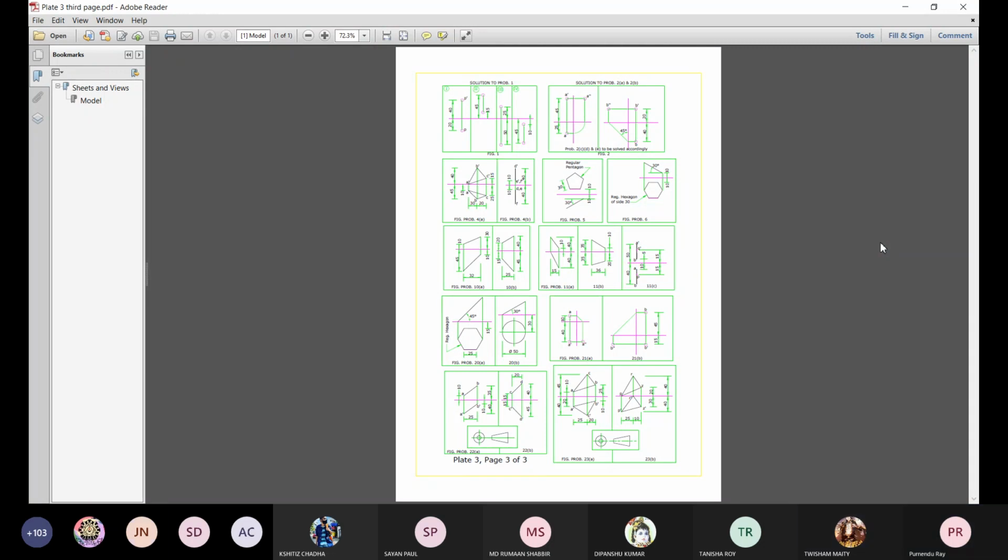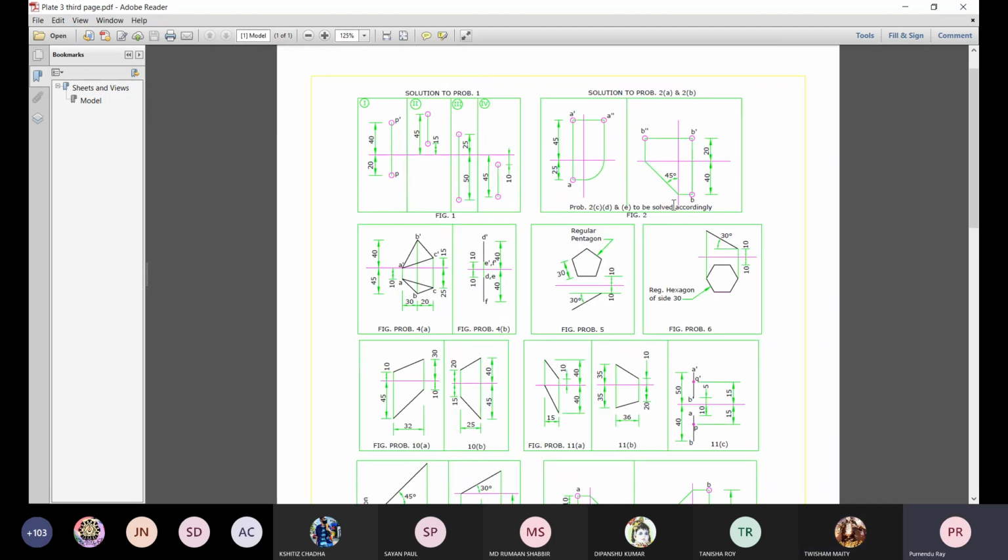Yes, sir. Not clearly visible. So the people, those who are with the response numbers are yes, not clear. Now, yes, sir. Now it's visible. So take a half page screenshot.